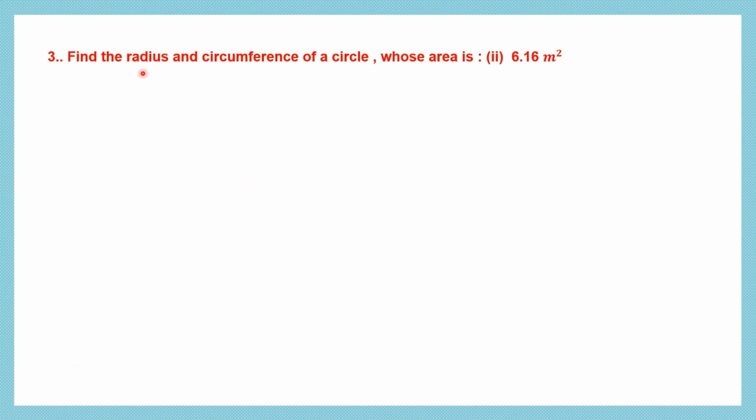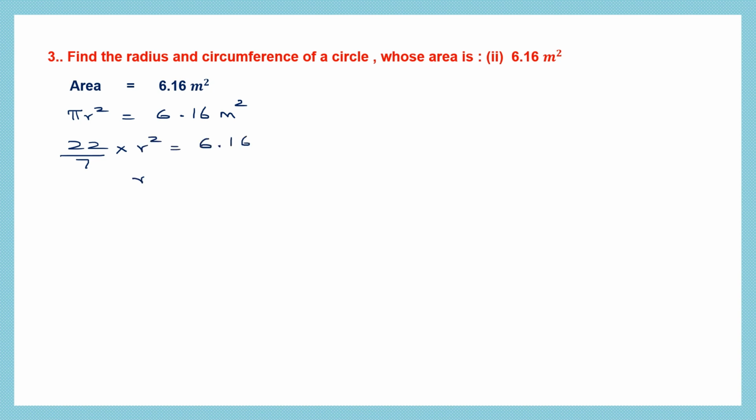Question 3, second part. Again, we have to find the radius and circumference. This time the area is 6.16 meters square. So let's begin by saying area is 6.16 meters square given to us. And the formula for area is pi r square. Pi r square is equal to 6.16 meters square. That means 22 by 7 into r square is 6.16.